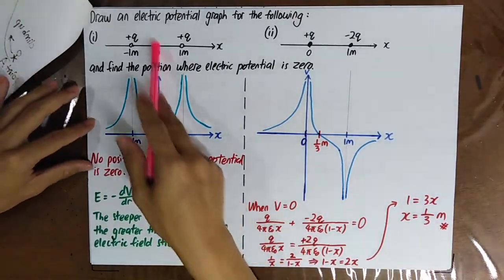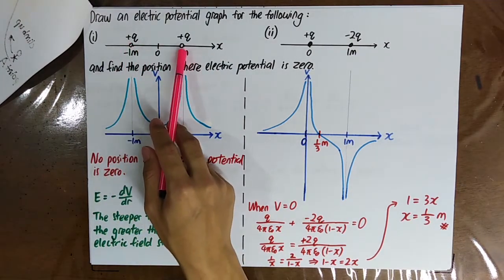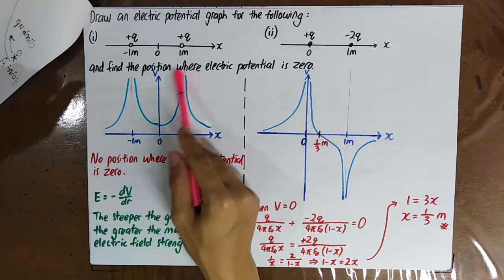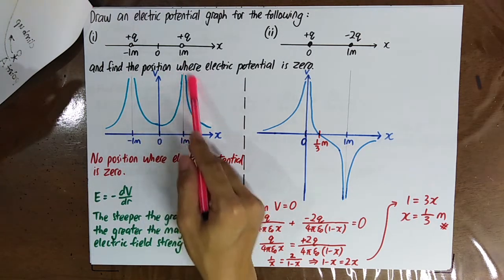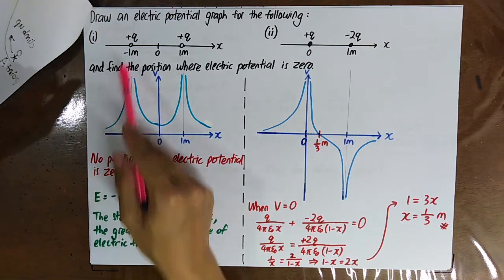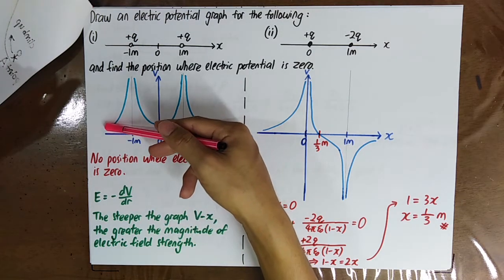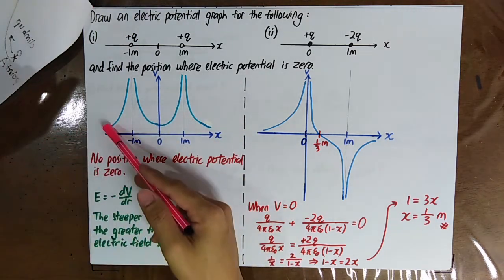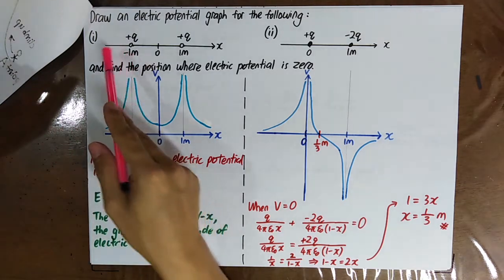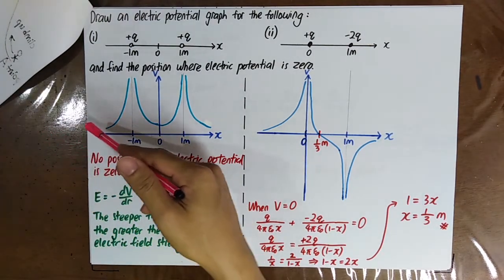Okay, so now please draw an electric potential graph for the following. This is a positive charge, this is also a positive charge. So you know that the potential here is extremely high. Okay, we have a very high potential here. And then when the distance from the point charges increases, the potential will decrease. And then it will approach zero when the distance is at infinity, very far away from us.